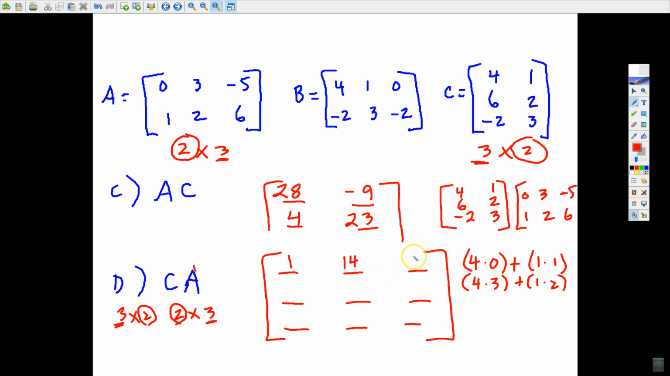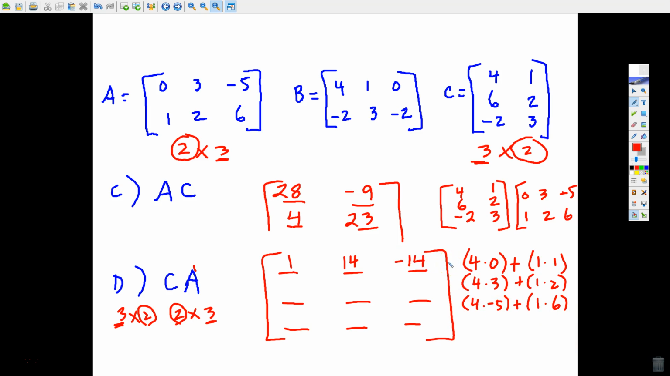Okay, in our answer, this is row 1, column 3, so use row 1 and column 3. 4 times negative 5 added to 1 times 6. Negative 20 plus 6 is negative 14. Anybody get those top 3 right?